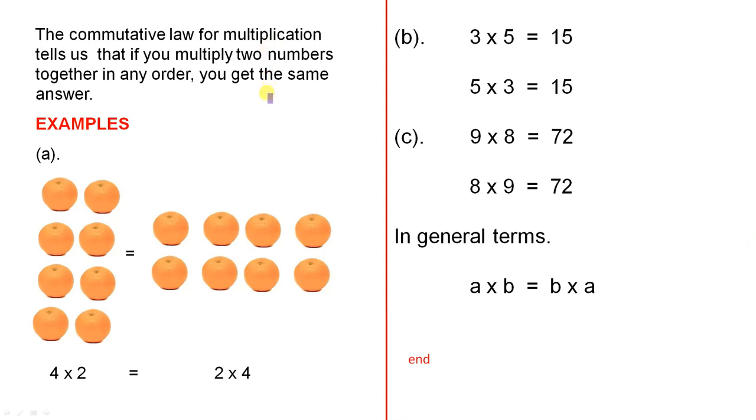The commutative law for multiplication tells us that if you multiply two numbers together in any order, you get the same answer.